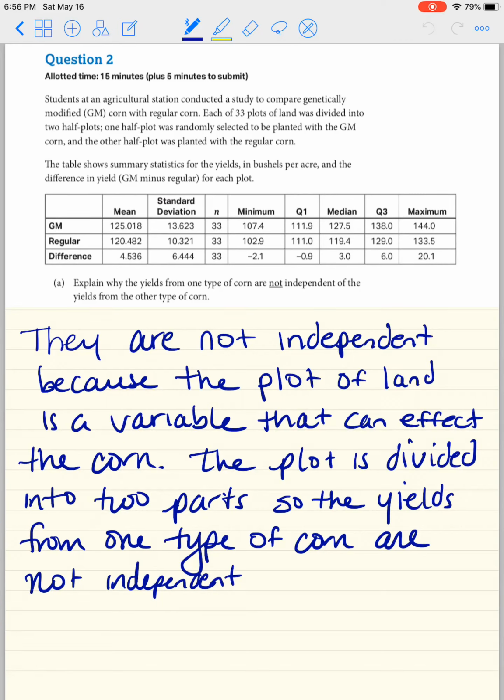Hey guys, this is the 2020 AP Statistics question that the College Board released. I'm going to run through the answers really quickly and I won't take up too much time, so you guys can just press the pause button and read the answers that I wrote.